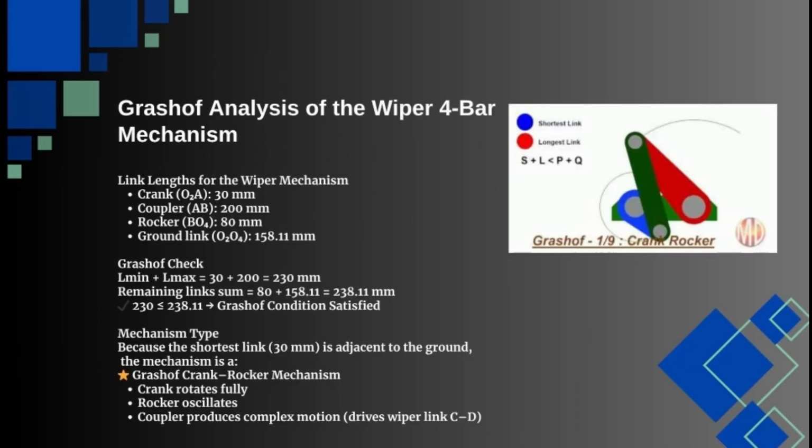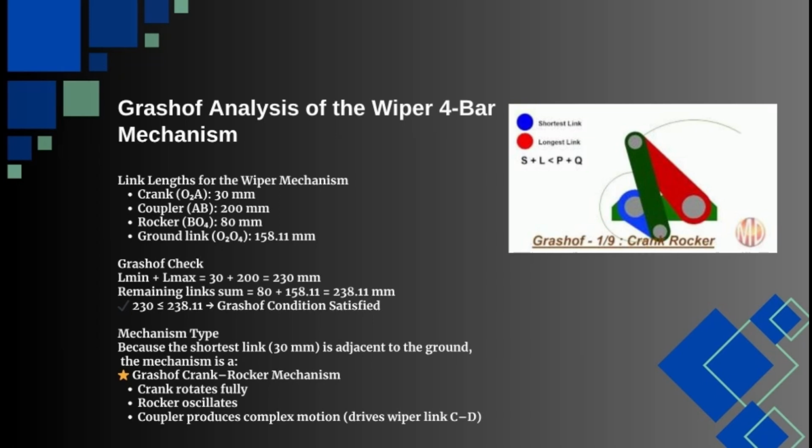The Grashof analysis ensures our wiper mechanism achieves the motion we need: a full rotation of the crank with an oscillating rocker. First we calculated the lengths for each link: crank O2A 30 mm, coupler AB 200 mm, rocker BO4 80 mm, ground link O2O4 158.11 mm.